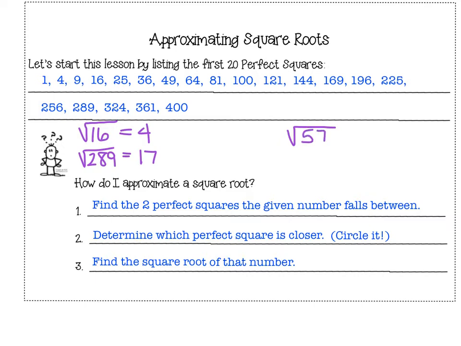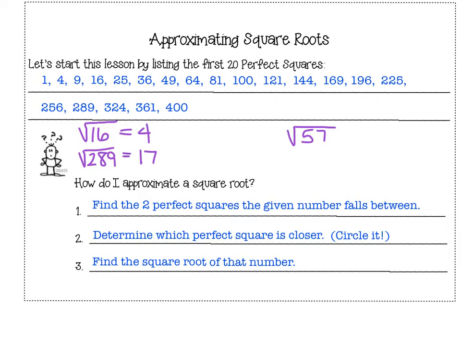For example, the square root of 57. In order to estimate or approximate this to the nearest whole number, we're going to follow 3 steps. The first step is we're going to find the 2 perfect squares that the given number falls between. So we're going to look at this list we have of the first 20 perfect squares, and find which 2 perfect squares 57 would come in between.